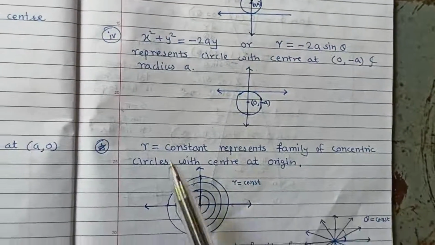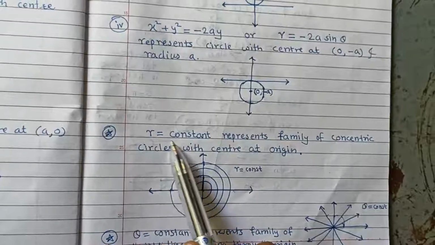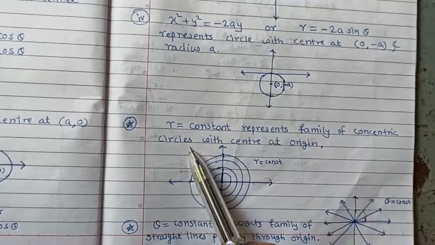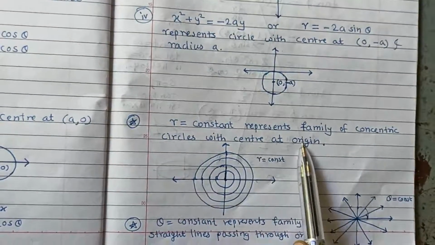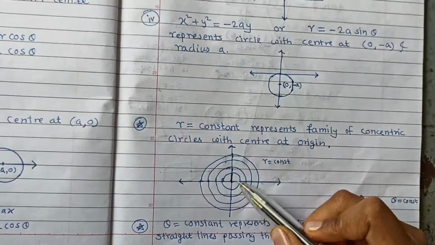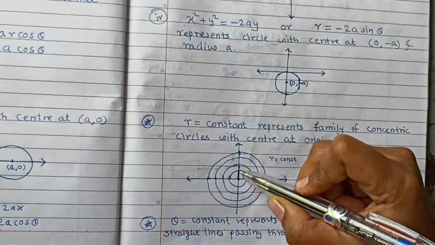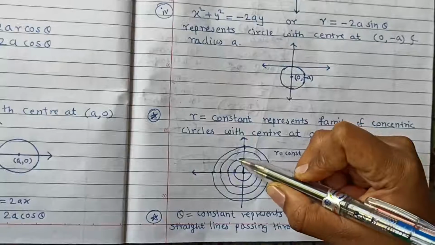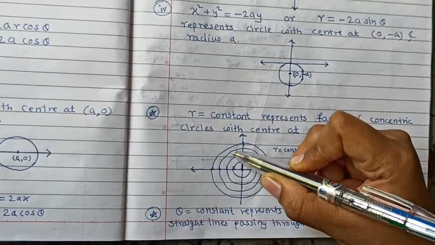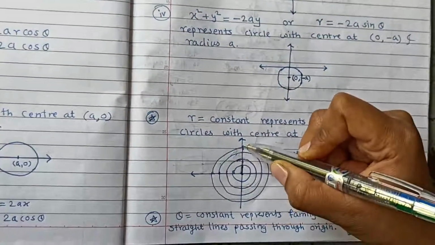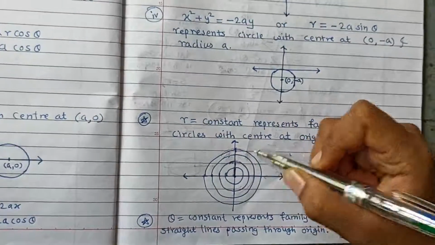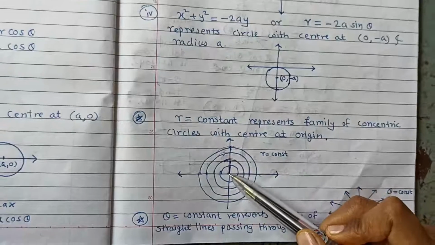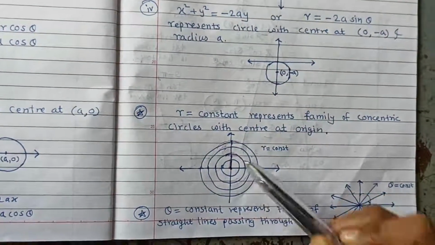Now in polar coordinates, whenever r equal to constant is the equation given to you, this will represent a family of concentric circles with center at origin. See, in this diagram you can see that if r is equal to 1, then this will be the circle. If r is equal to 2, this will be the circle. R equal to 3, this will be the circle. R equal to 4, this will be the circle. So in general, r equal to constant represents a family of concentric circles having center at origin.